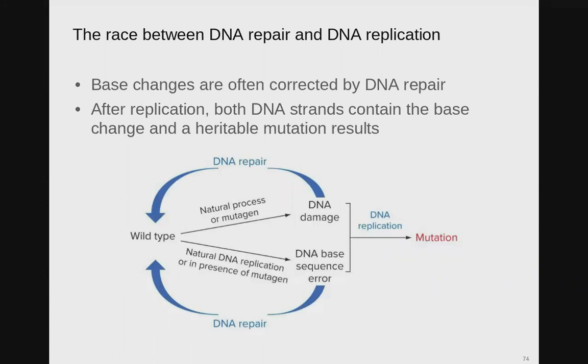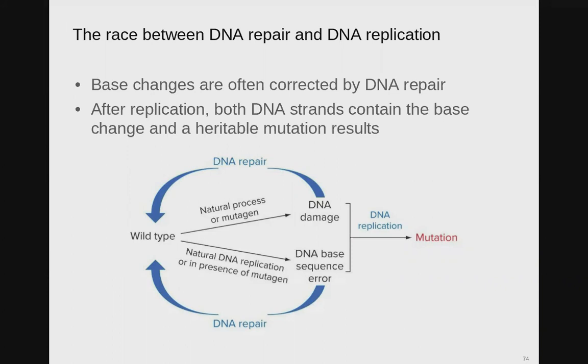Now, there is this really interesting race between DNA repair and DNA replication. Now, base pair changes are often corrected by DNA mismatch repair systems. So if I have an A that changes to a C, well, my mismatch repair systems, as we saw previously, come and say, nope, that's not right. I'm going to fix it. So it corrects that mutation.